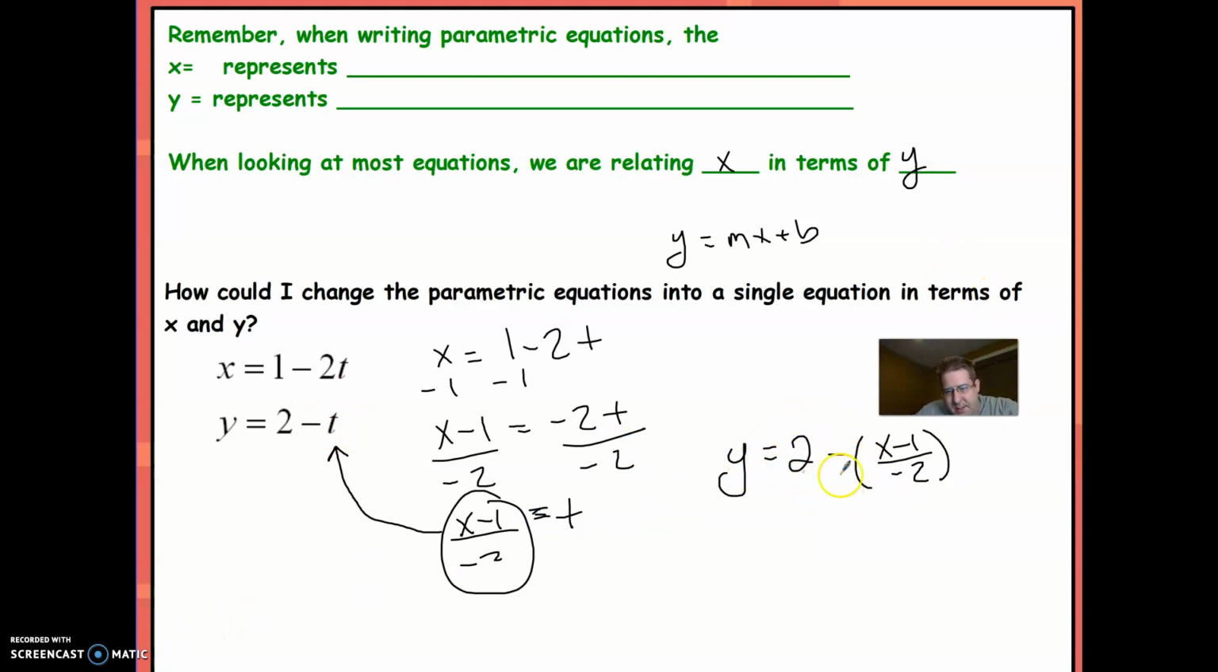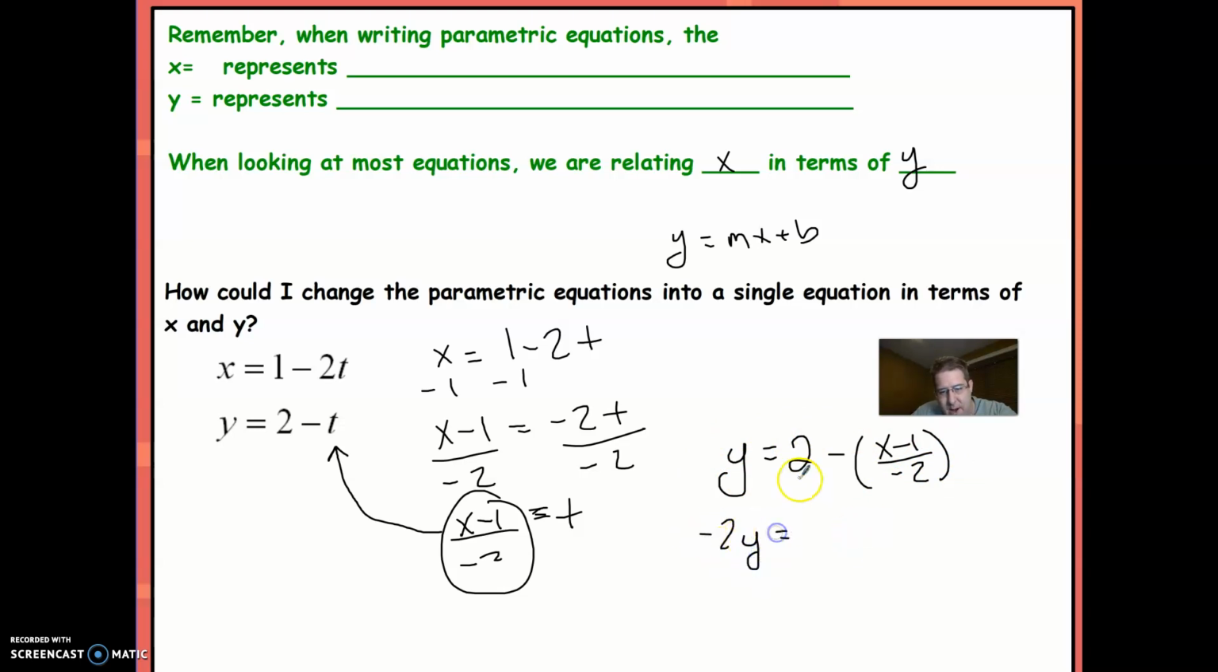All right, so now that I've got this equation written in y equals, now I do want to change this to rectangular form, which means I'm going to put it just in terms of x and y, and I want to get rid of this division. So in order to do that, I'm going to multiply everything here by negative 2. If I multiply this by negative 2, this, and this, then it's going to stay the same thing.